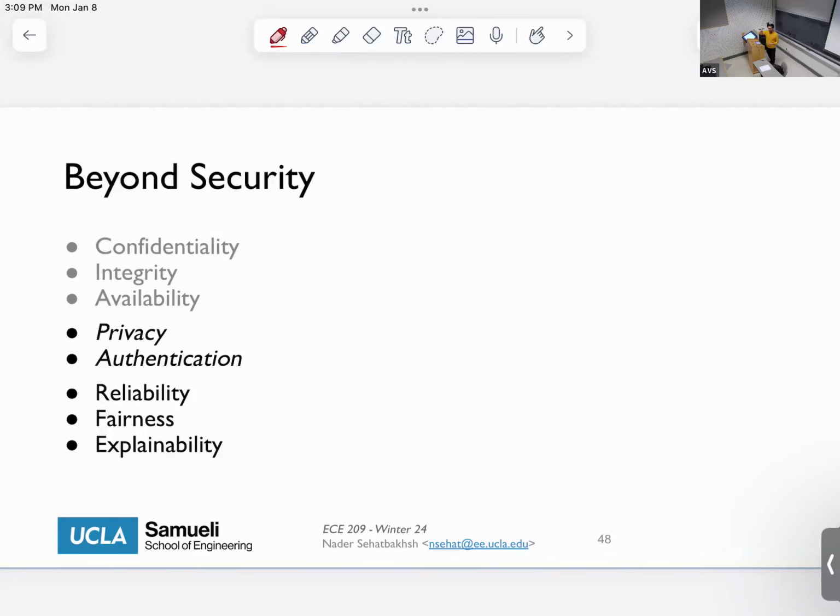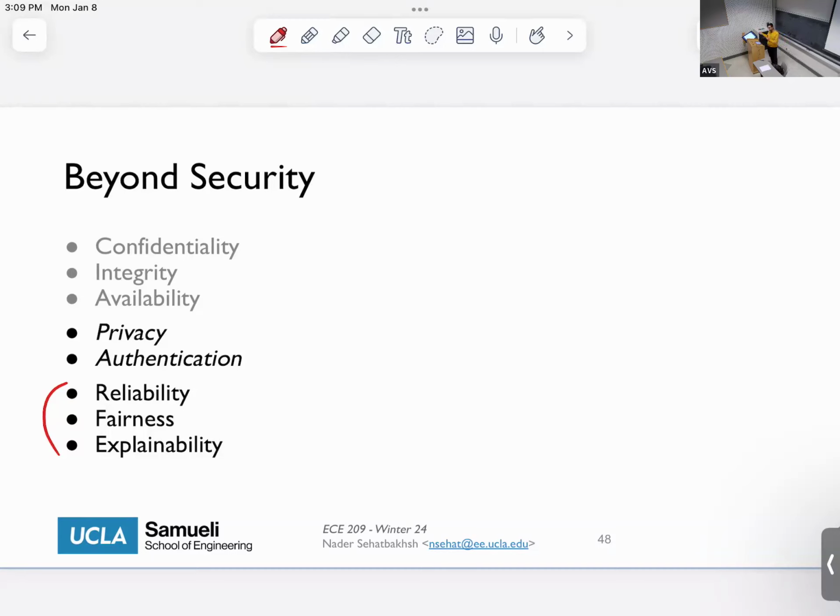And then the three bullets in the later part of this slide are about things that are relevant to security, but they're not security. Reliability is another thing. The difference between reliability and security is that reliability is about the availability of the system under natural problems. For example, if the temperature suddenly goes up and down, or there's a natural disaster like an earthquake, can my system still work properly? That's the reliability aspect of things.